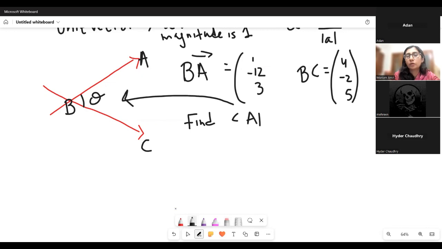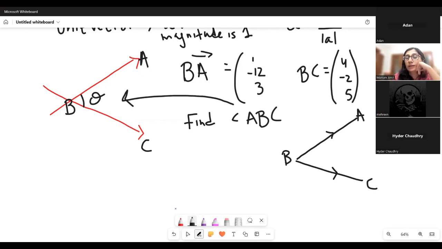First draw which vectors are being talked about. One vector in this direction, one vector in this direction. This should be facing outwards, not inwards. In the middle, you'll have B. One of these would be A, and the other one would be C.